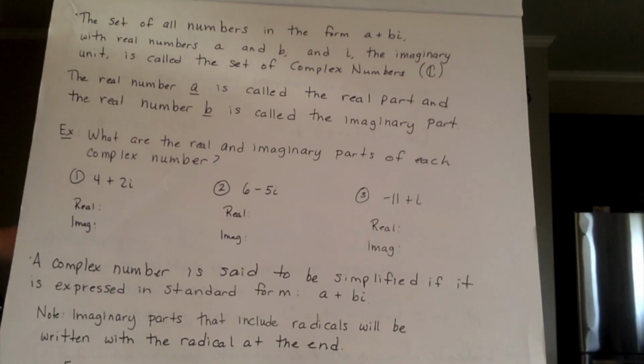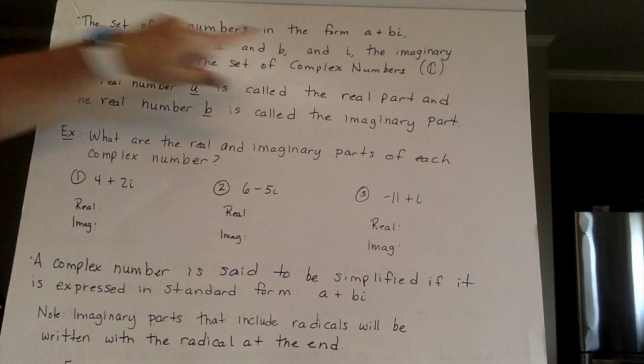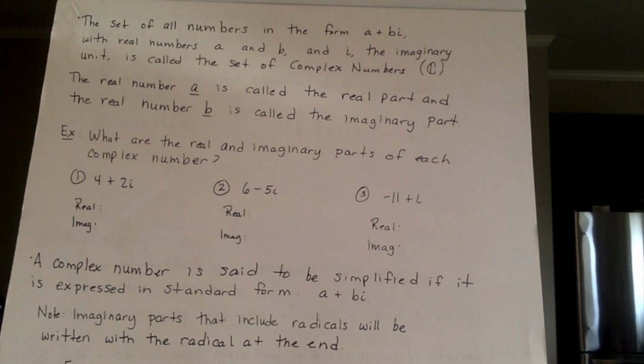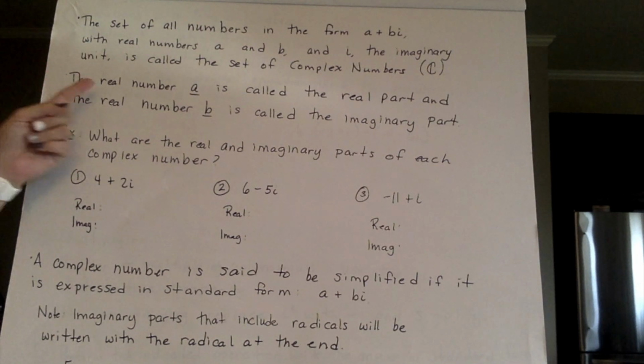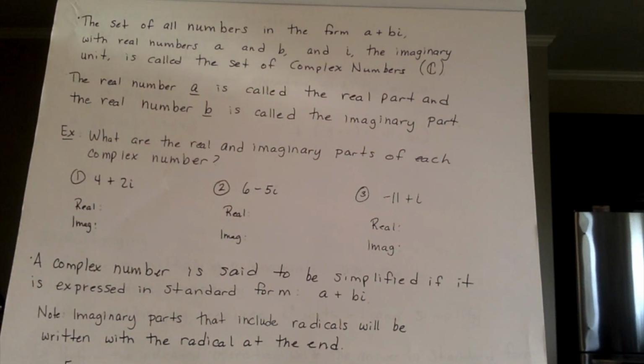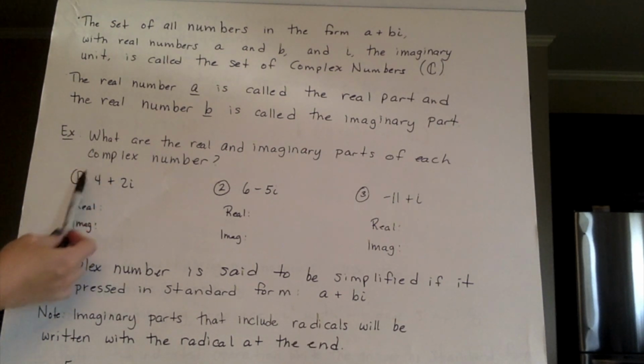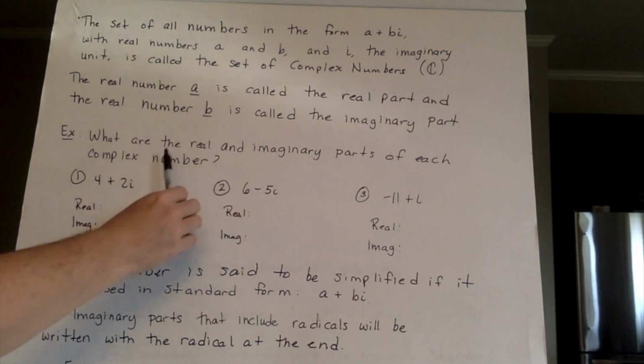Okay. All right. Couple of things about the complex numbers. The set of all numbers in the form a plus bi, with real numbers a and b, and i the imaginary unit, is called the set of complex numbers. And there's our little symbol again. The real number a is called the real part, and the real number b is called the imaginary part of the complex number.